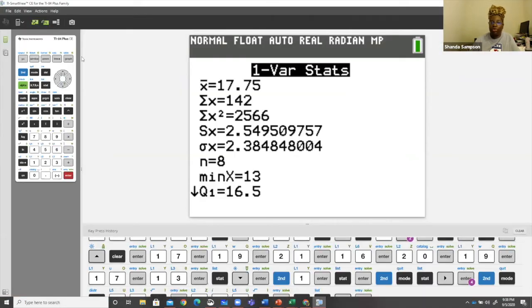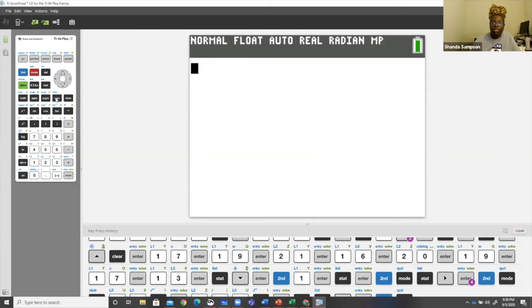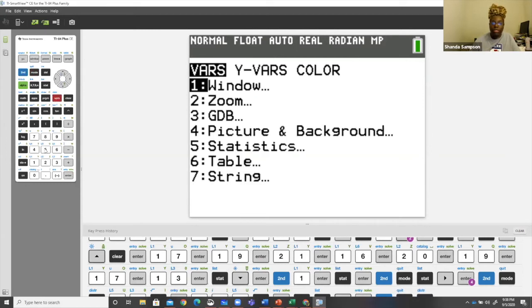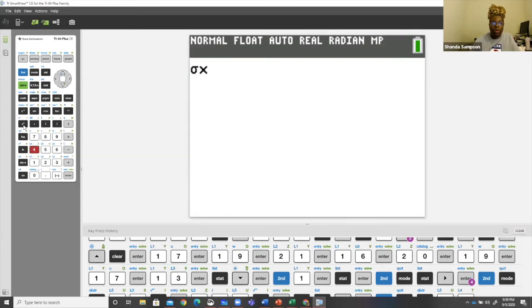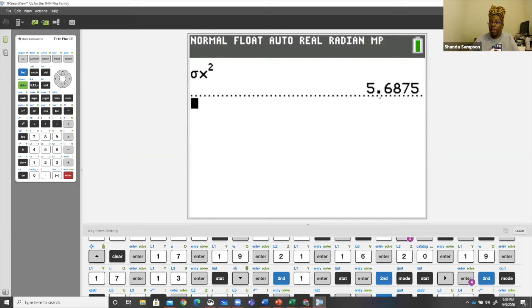We're going to take 2.4 and square it. Not if you want to get the answer right, all right? You're going to go to VARS, you're going to go to statistics, number 5, and this time you're going to hit 4 because that's where the sigma is. So you're going to hit number 4, you're going to square it, and then you're going to get the answer of 5.6875. But your answer is going to be what? 5.7. Your answer is 5.7.